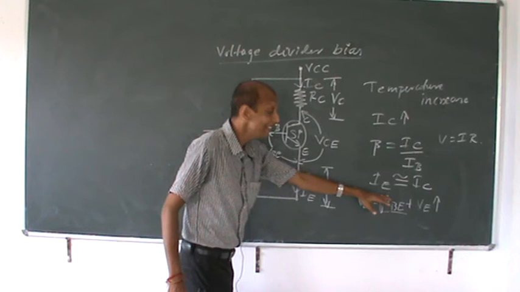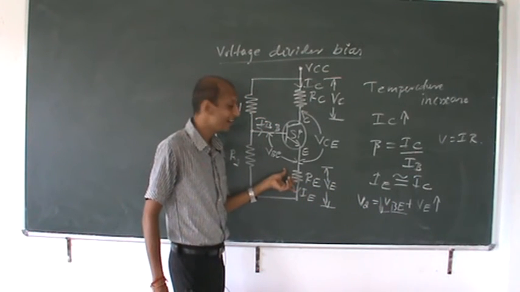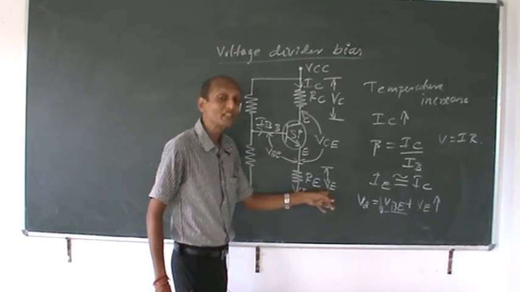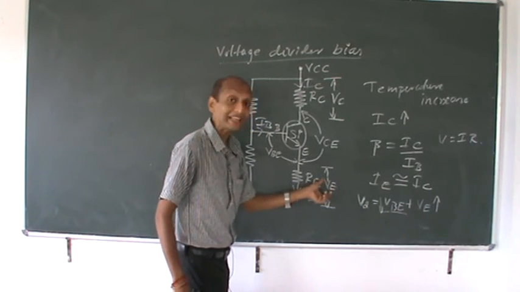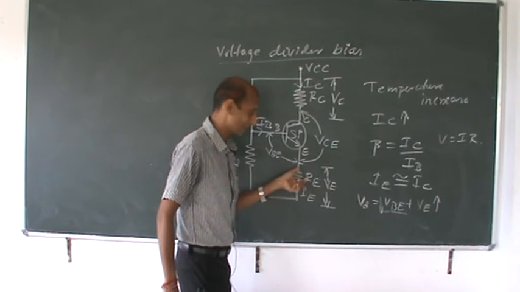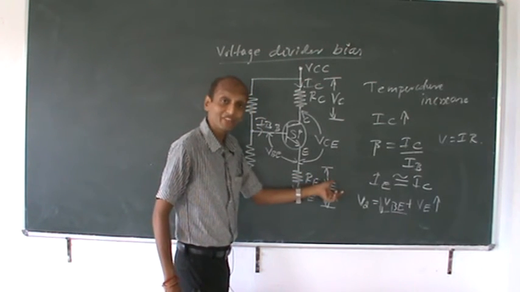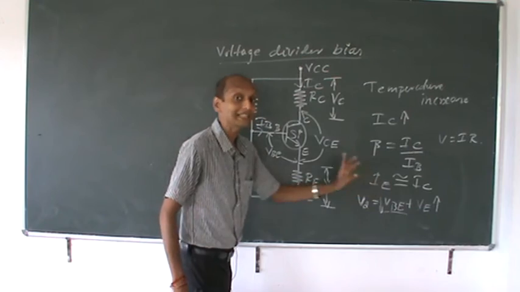So after that, we have IE which is going to increase. When IE increases, the voltage drop across your RE also increases. That is VE, isn't it? So VE, the voltage drop across your RE, increases as IE increases.